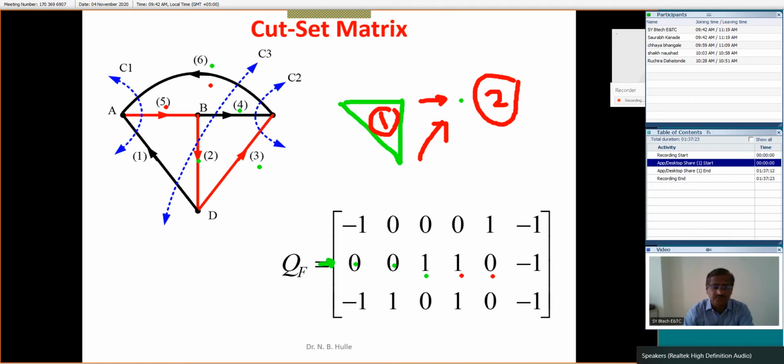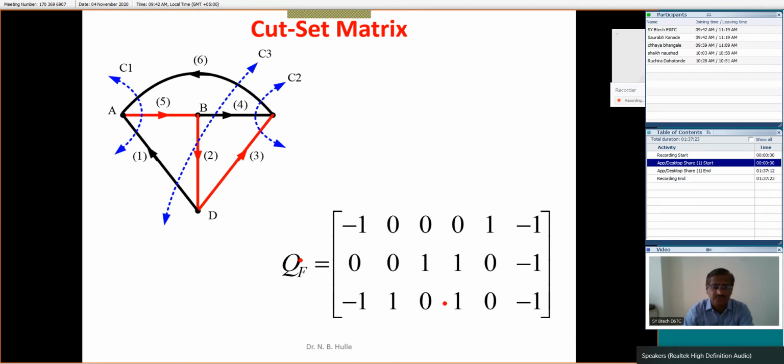Then branch number 6. How is the direction of branch number 6? It is something like this, from part 2 to part 1, which is opposite to this direction, which is from part 1 to 2. Is it right? That's why its entry is -1. That is about the entries of the fundamental cut set matrix.